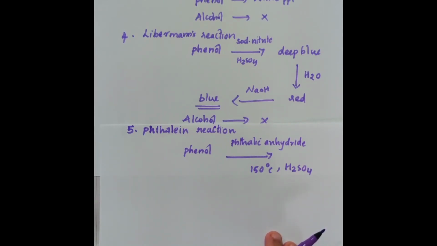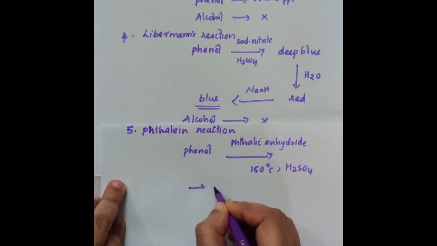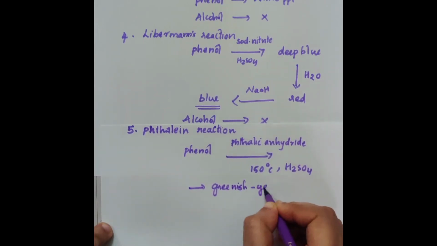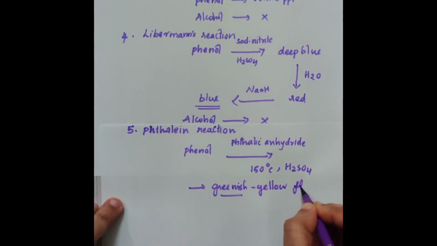Phenol yields a red or bluish purple color, with a greenish yellow fluorescence. This is the confirmatory test for phenols that we do in the laboratory: a greenish yellow fluorescence.